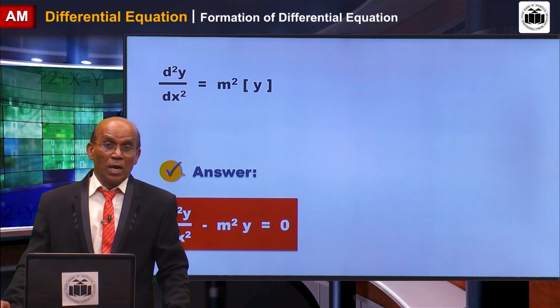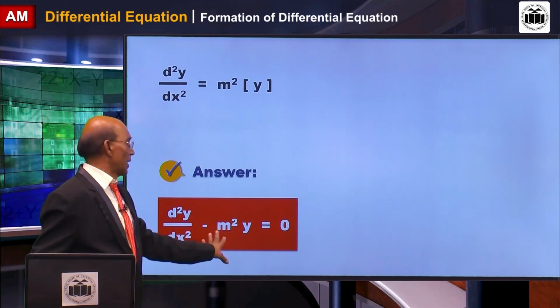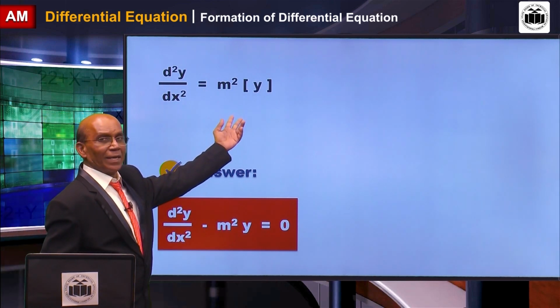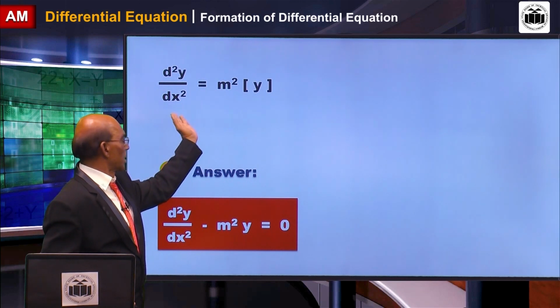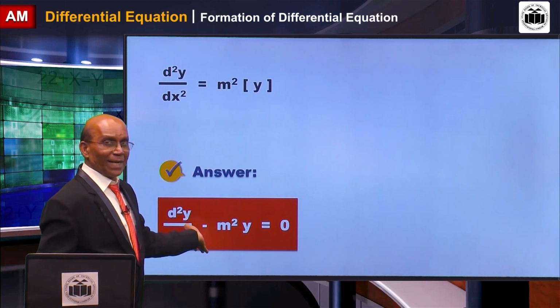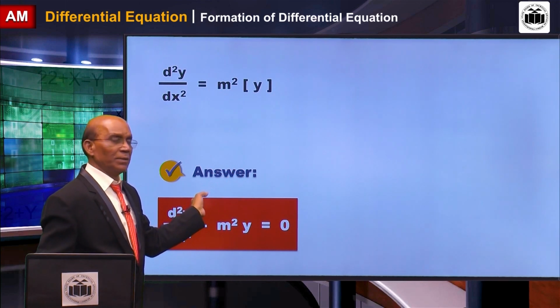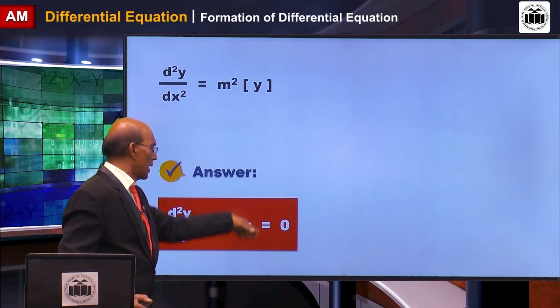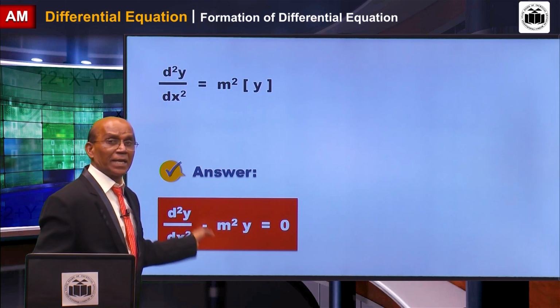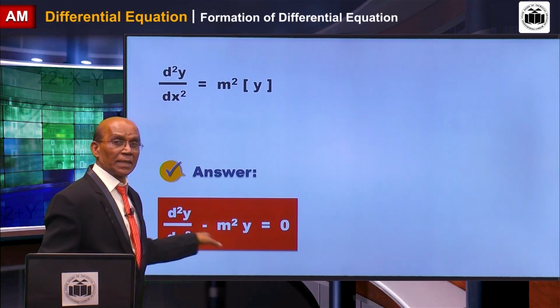How can we get that answer here? This is m square y, and when we transfer that term to the left hand side, the sign is changed. Mostly students make mistakes in transferring that sign.